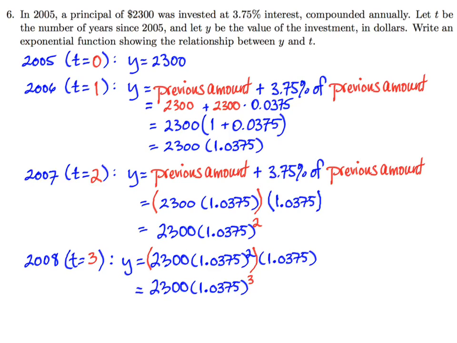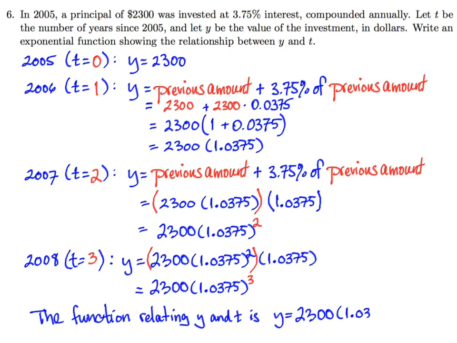So now we can write down a nice compact function that'll give us the value of the investment in any year t, any t years after 2005. So I can write the function relating y and t as the following. It's going to be y equals 2300 times 1.0375 raised to the t. So that, again, is another exponential growth function.